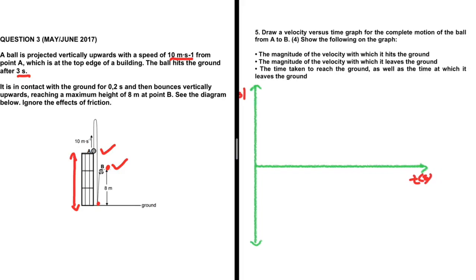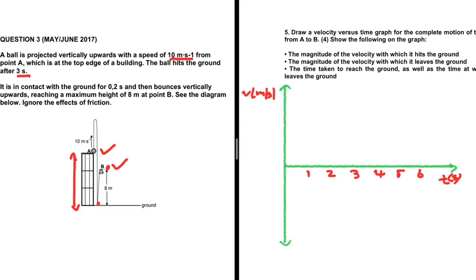It hits the ground after 3 seconds. So let's say 1, 2, 3, 4, 5, 6. Okay, and then its initial velocity, we're taking up as positive. Its initial velocity is 10 meters per second. That is its initial velocity. Okay, so it starts here, and then gravity is acting against our motion, right? Our object is going up, gravity is going down.